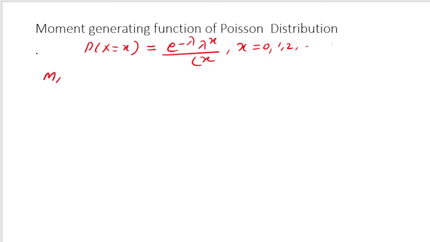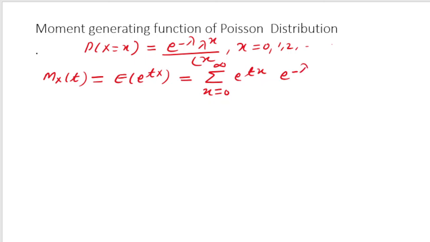So how do you calculate the moment generating function? To calculate the moment generating function, you take expectation of e to the power tx, right? How do you calculate expectation? This is a discrete probability distribution, so summation varies from x is equal to 0 to infinity, and e to the power tx into the probability, that is e to the power minus lambda, lambda to the power x by factorial x. This is how you calculate the expectation of the function of x, which is e to the power tx now, into its probability.